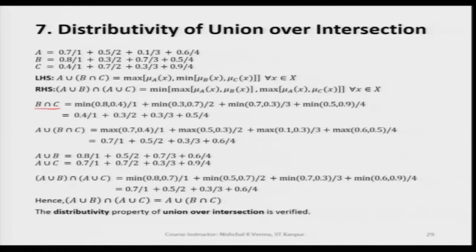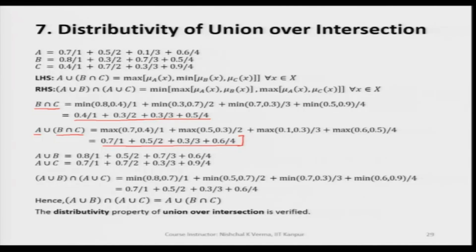and we get B intersection C as this discrete fuzzy set, and then when we take the union of A and B intersection C, we are going to get here 0.7/1 plus 0.5/2 plus 0.3/3 plus 0.6/4. So, this is the outcome that we get here.